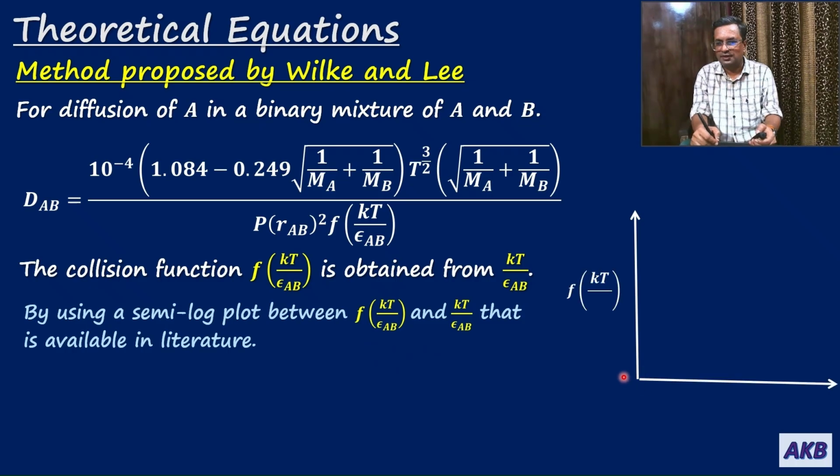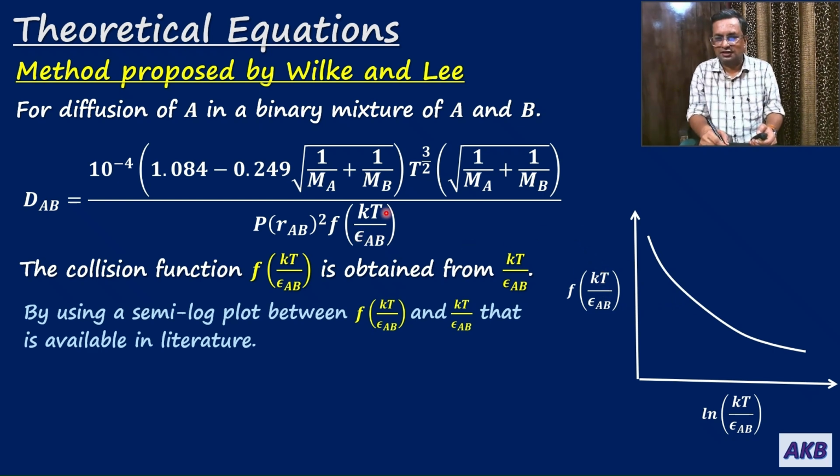For example, on the y-axis you have the function values, and on the x-axis you have the logarithm of kT by epsilon AB. A graph like this is available in the literature. For the given value of kT by epsilon AB, we can find the corresponding value of the function, and then use this value in this equation to get the value of DAB. In this way, you can calculate DAB by using this equation, which is proposed by Wilke and Lee.